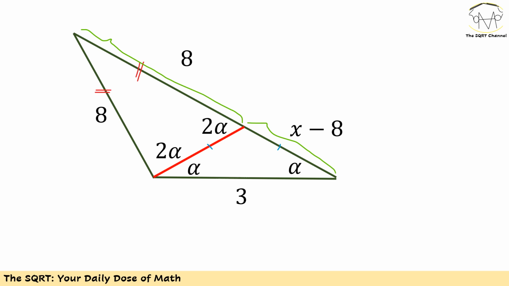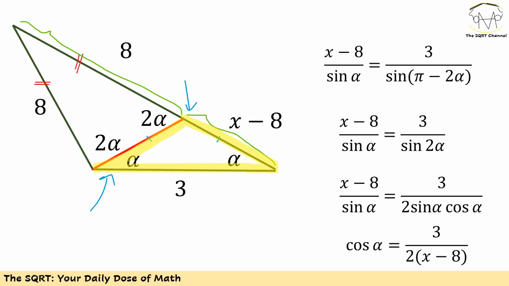On the other hand, for the other triangle, we have two angles as 2 times alpha, which means we are going to have equal sides for this triangle. We are going to have two equal sides, and one of them is 8, so the other one is going to be 8 too. Now I'm going to use the sine rule here.